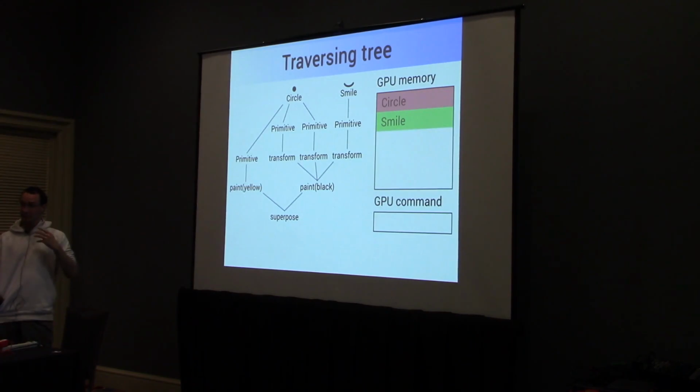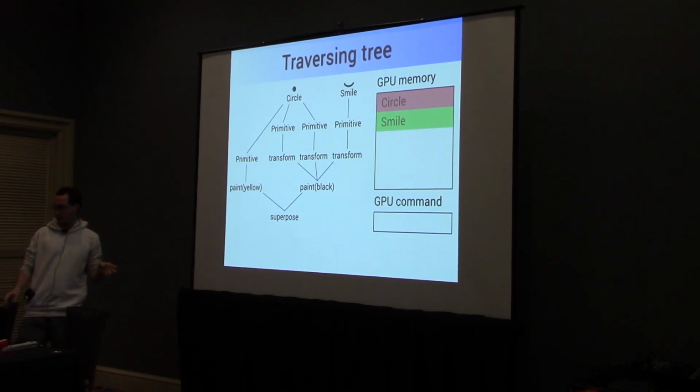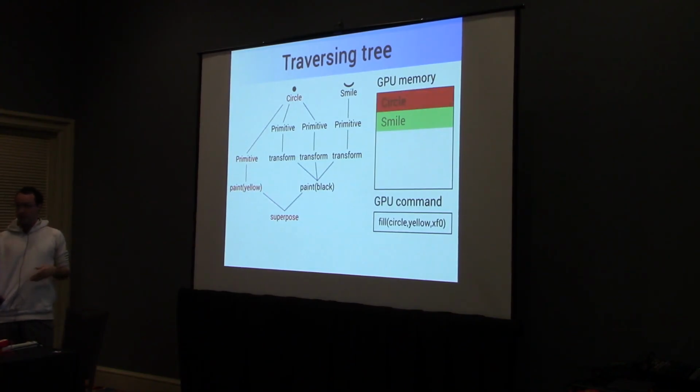And then the renderer will traverse the tree. So in the first step, we allocate memory for all the complex geometry. And then we will interpret the tree by just traversing it from left to right. Each time we hit a leaf node, we will submit a command to the GPU. So for instance, following this path, we emit the command that you can see on the right side. Fill the circle in yellow, and XF0 is the transformation that we computed by following the path. In this case, it's the identity transformation.